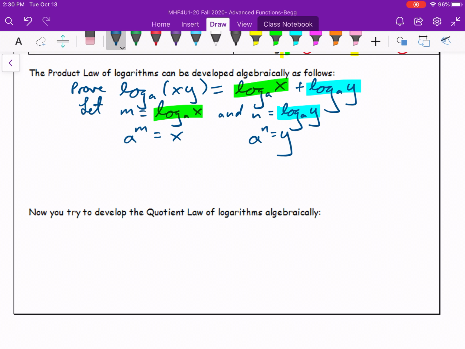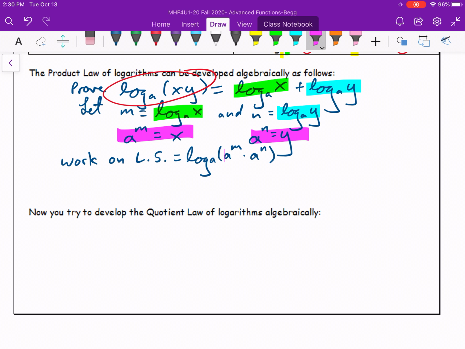So if I want to work on the left side of the original equation, that would be this, right? That's the left side of the original equation I'm trying to prove. Then I'll start with that, but I could swap out x and y with a to the m and a to the n, from above. That's this and this just being substituted in here in place of x and y.